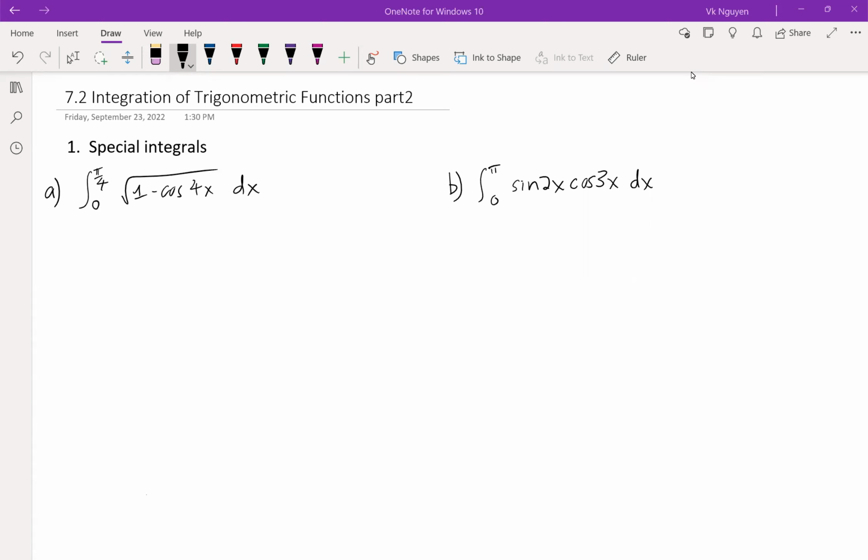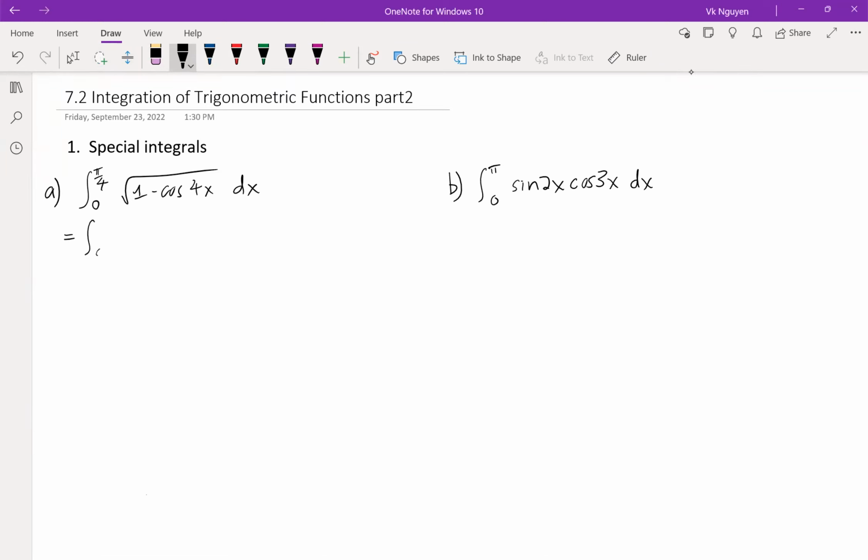Today we explore lesson 7.2, Integration of Trigonometric Functions, part 2. Number 1, Special Integrals. First problem is the integral from 0 to pi/4 of the square root of 1 minus cosine 4x dx. We can write cosine 4x as cosine of 2 times 2x and use the identity to solve this problem.